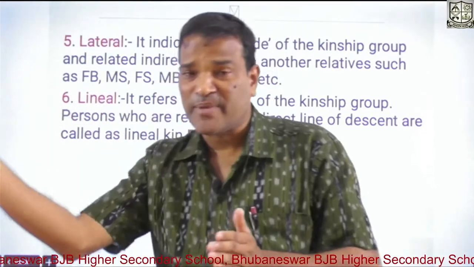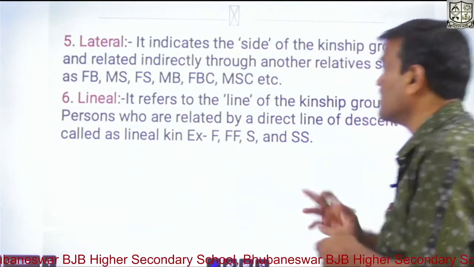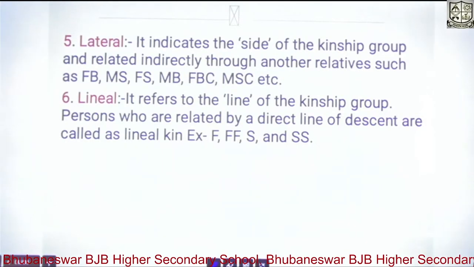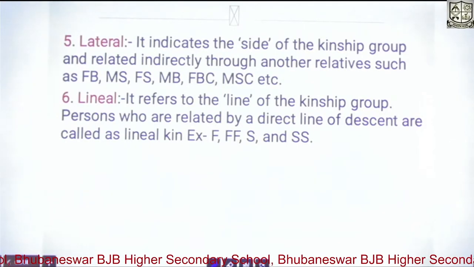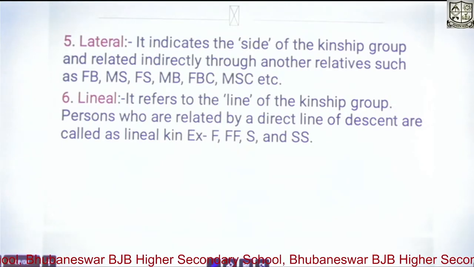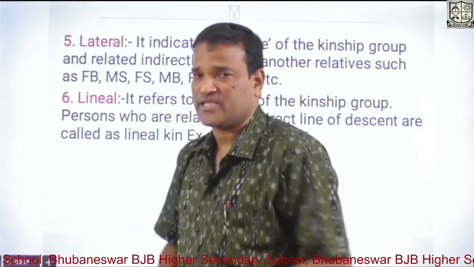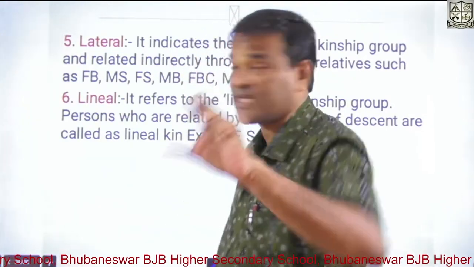Lateral is the side branch, the branch out from the linear. It indicates the side of the kinship group and is related indirectly through another relative, such as father's brother, mother's sister, father's sister, mother's brother. So these are the branches out from the original lineage. These are the core, that is the lateral side.